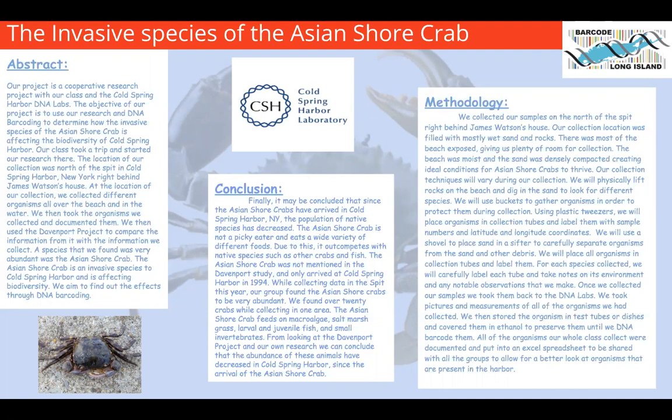A species that we found that was very abundant was the Asian shore crab. The Asian shore crab is an invasive species to Cold Spring Harbor and is affecting the biodiversity. We aim to find out the effects through DNA barcoding.